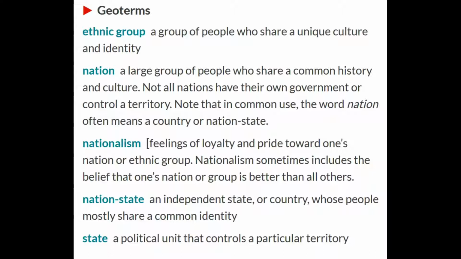Our vocab terms for this lesson, we have 5 of them this time. We've got ethnic group, a group of people who share a unique culture and identity. Nation, a large group of people who share a common history and culture. Not all nations have their own government or control a territory. Note that in common use, the word nation often means a country or nation-state. Nationalism, feelings of loyalty and pride toward one's nation or ethnic group. Nationalism sometimes includes the belief that one nation or group is better than all others. Nation-state is an independent state or country whose people mostly share a common identity, and a state is a political unit that controls a particular territory.